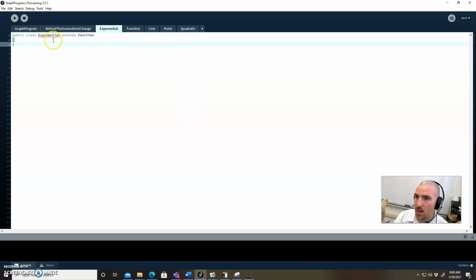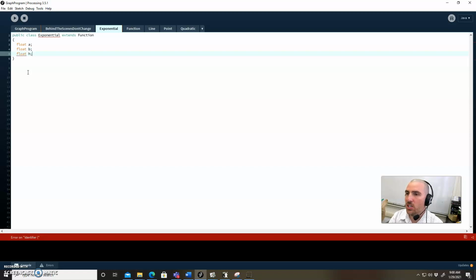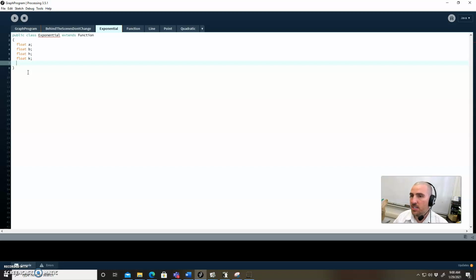Remember, we had that abstract class of function. So we have float a, float b, float h, and float k. Now, I wouldn't care if you did a, b, c, and d. The h and k are usually used for transformations where h is like the horizontal shift and k is the vertical shift.